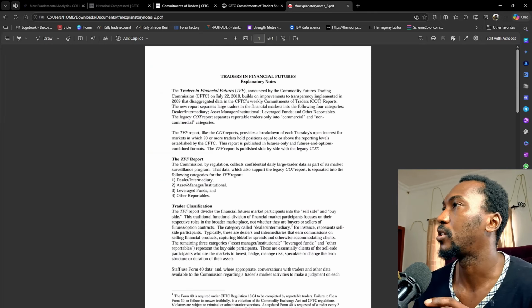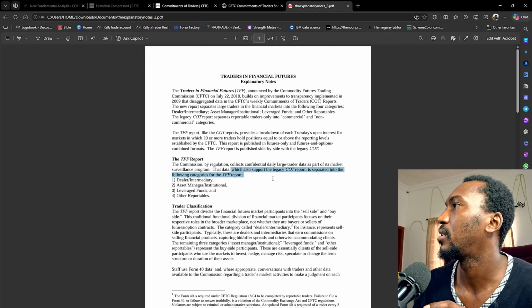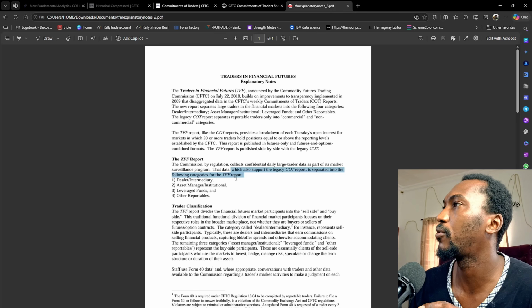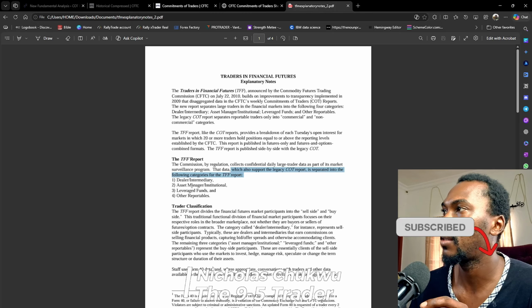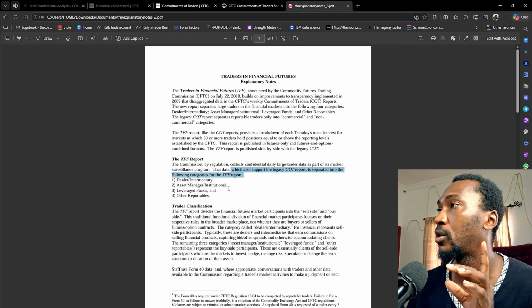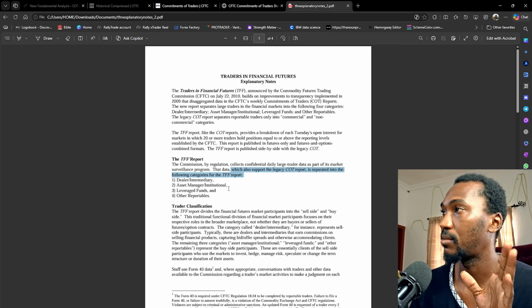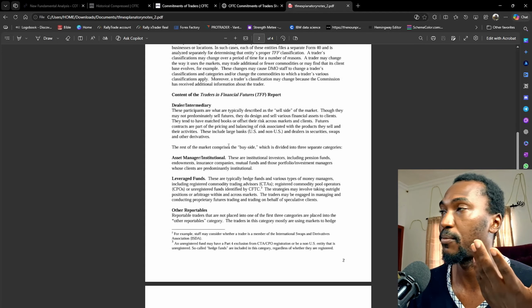And I know this is going to sound controversial, but let me show you why I think it's not a smart idea to follow that institutional trader as much as they claim. If you go into the explanatory notes, it's going to tell you that the data which also supports the COT report is separated into the following categories for the TFF report: the dealer intermediary, the asset manager / institutional, the leverage fund, and other reportables. But this is somewhere it gets amiss. They actually explain what all these traders are when they separate it in this manner.